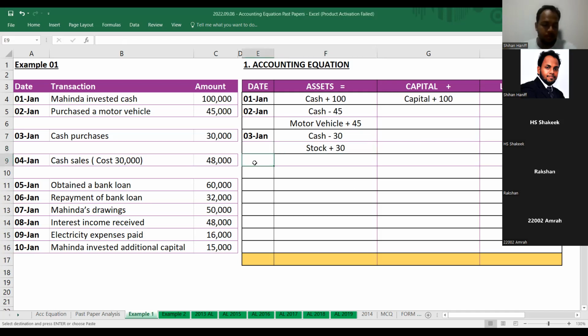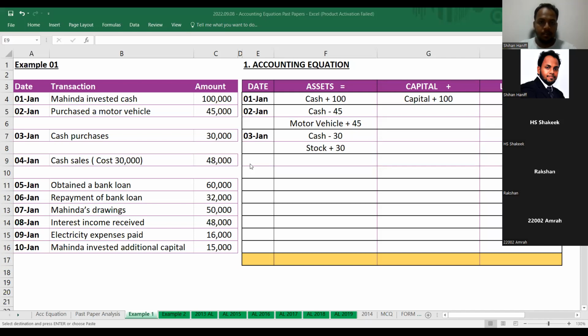Question number, 4th January. Cash sales of 30,000 worth of stock. We are selling at 48,000. So we are giving stock worth 30,000, so stock will reduce by 30,000. And we get cash, it's a cash sale. Cash will increase by 48,000. And there is a profit of 18,000.